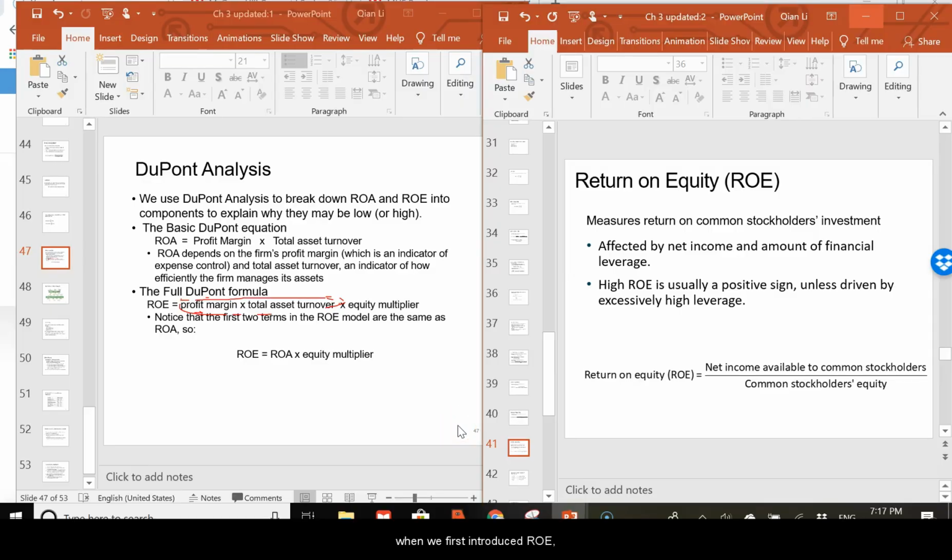Remember, when we first introduced ROE, we mentioned that high ROE is usually a good sign, but it could also be driven by very high financial leverage of the company. And now if you look at this equation, ROE being the product of ROA and equity multiplier, which is about debt management or say the financial leverage, now you understand why we say a very high ROE could be high ROA or could be very high leverage.